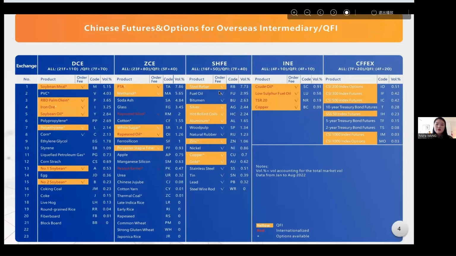Here is the detailed information on all the products. The yellow background products are the QFII investment scope, and the red ones are for our international futures products. All of the products are listed here in the Chinese market with trading volumes and the market share we can see. So this page is very good for arbitrage trading firms who trade related products in the offshore futures markets.